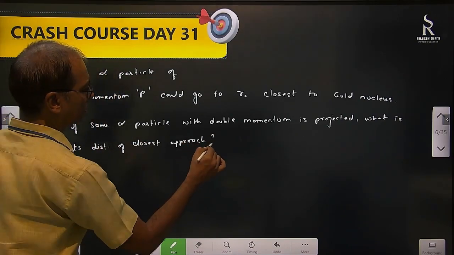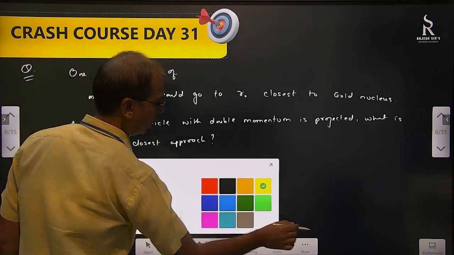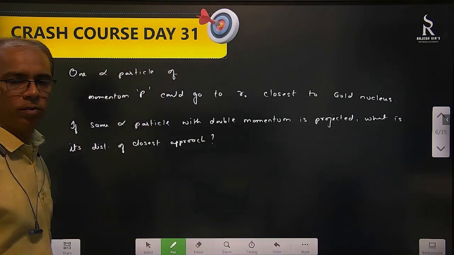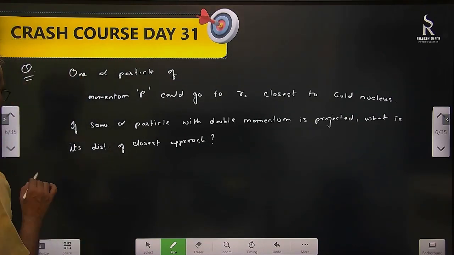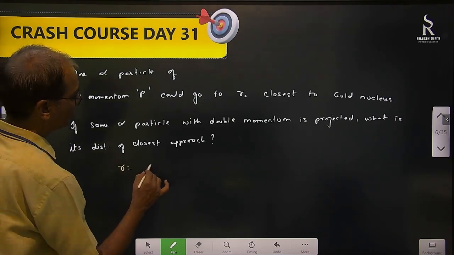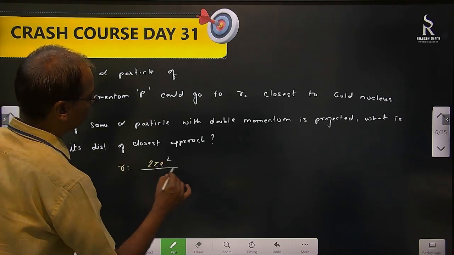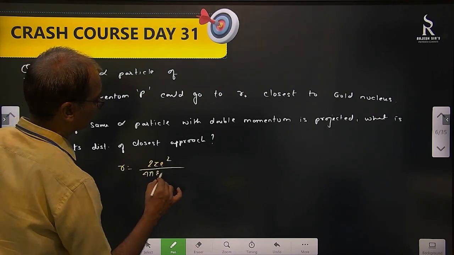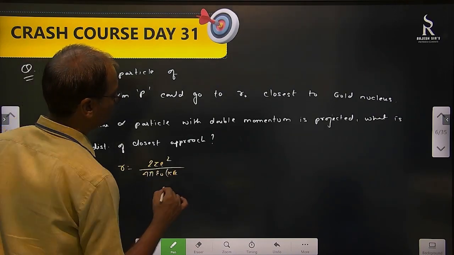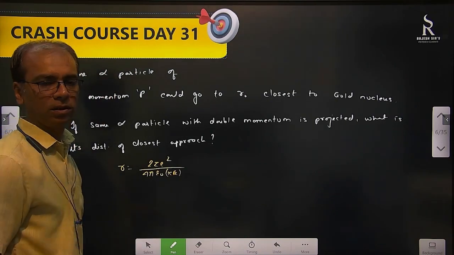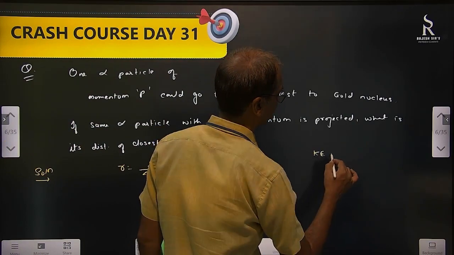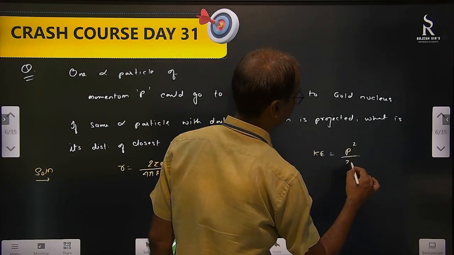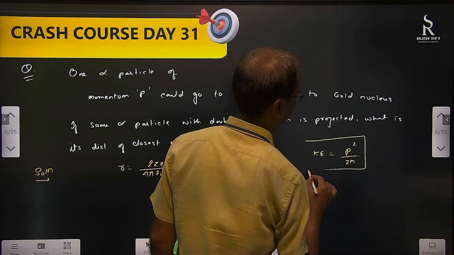Simple question. But we should know how to solve it because momentum is not there in our formula. Our formula was related to kinetic energy, right? So what was the formula? R equal to 2Ze square by 4 pi epsilon naught KE. Now KE and momentum have some relation. What is that relation? Kinetic energy equals P square by 2m. This is the relation.